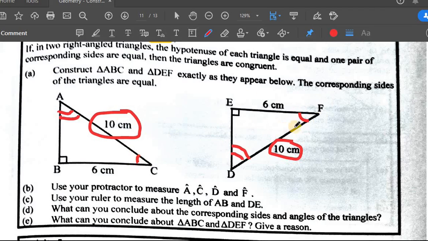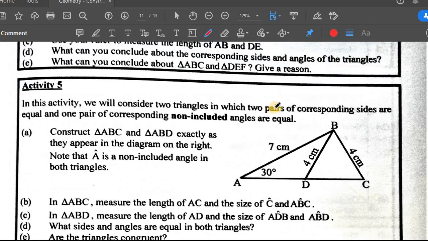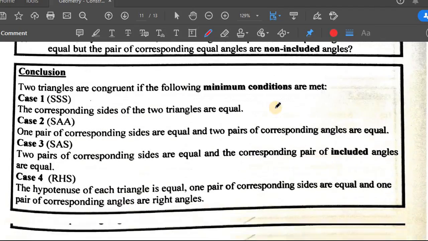Meaning C is equal to F. If this is 30, that is 30, right? You're going to realize that, and you're going to come to a conclusion that this triangle is exactly the same as that triangle there. We said we're skipping that.